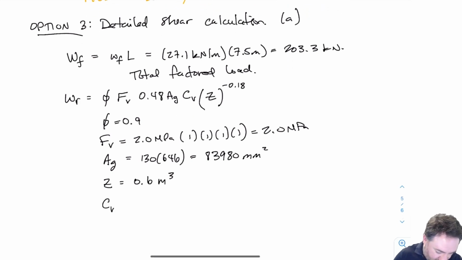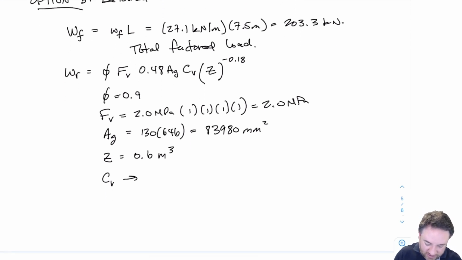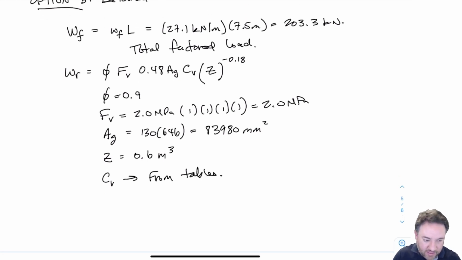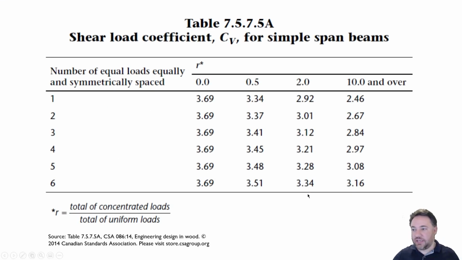And our CV is the last thing that we have to do. And we have a couple ways to calculate what our CV is. And for the purposes of showing an example, I'm going to do both ways. Okay, so the first way to do CV is to get it from the tables. In our case, we have no point loads, and we only have a uniformly distributed load. So I'm going to go to the shear load coefficient tables. And in this case, it is the first one.